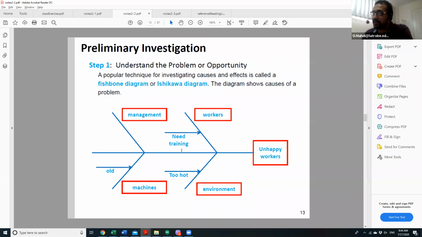It gives you a big picture about the real problem and the causes of this problem. Again, it's called the fishbone diagram or Ishikawa diagram.